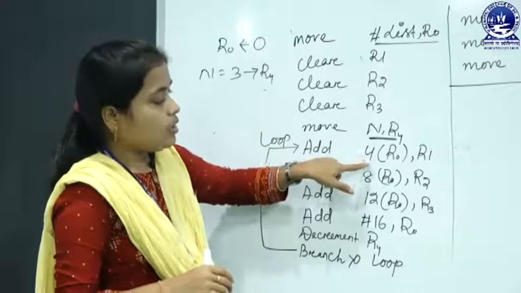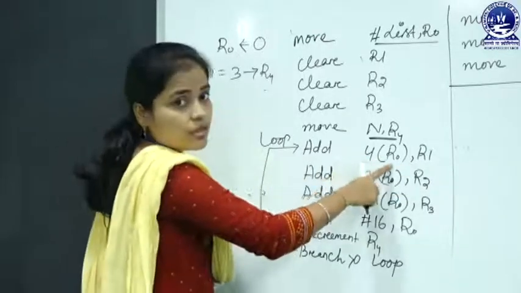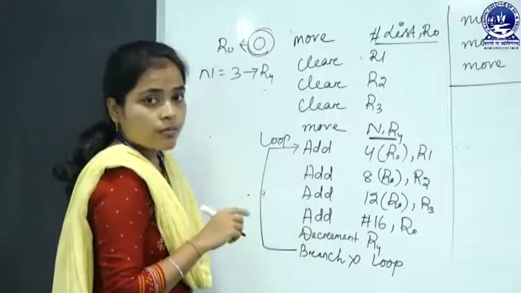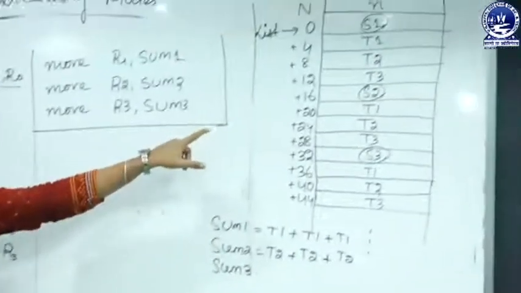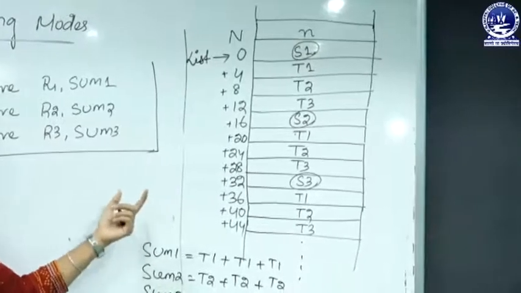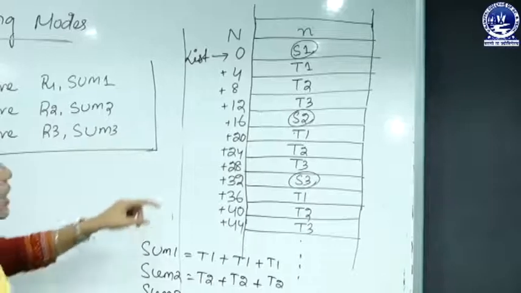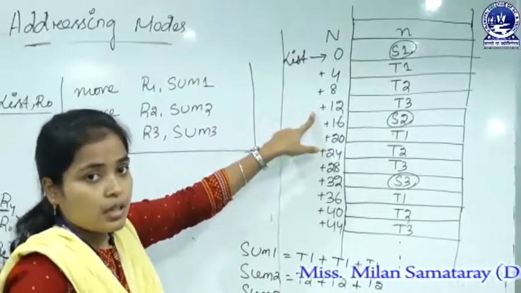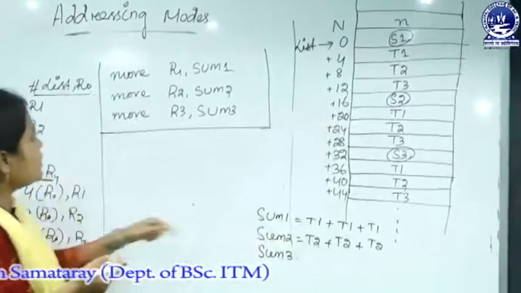Then what is the next instruction? Add 4 R0 R1. That means, what is the content of R0? R0 content, the memory location, is 0. Here I am using the 32-bit processor concept. That means if I have a 32-bit system, then each memory location is incremented by 4, as I have discussed in the byte addressability format.